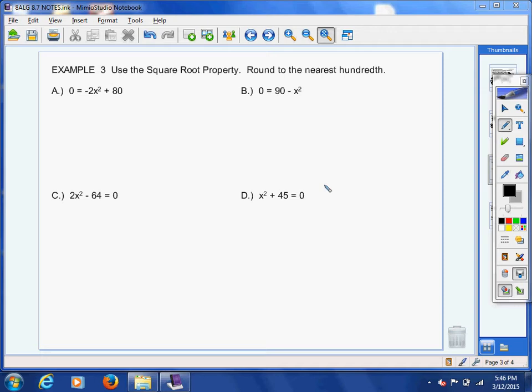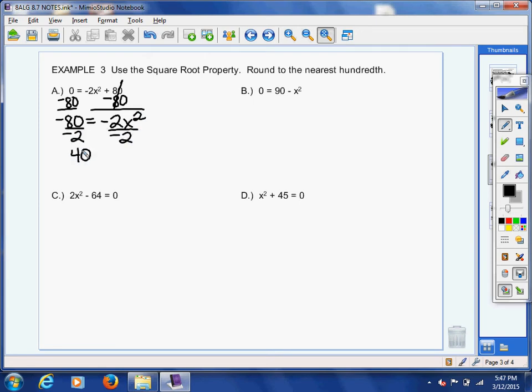We can use the square root property in letter A. We just need to get the squared variable by itself. And right now there's a plus 80 on the back end. So we're going to subtract 80. And so now I've got negative 80 equals negative 2x squared. And then last step, or next to last step, we'll divide by negative 2, and I've got positive 40 equals x squared.